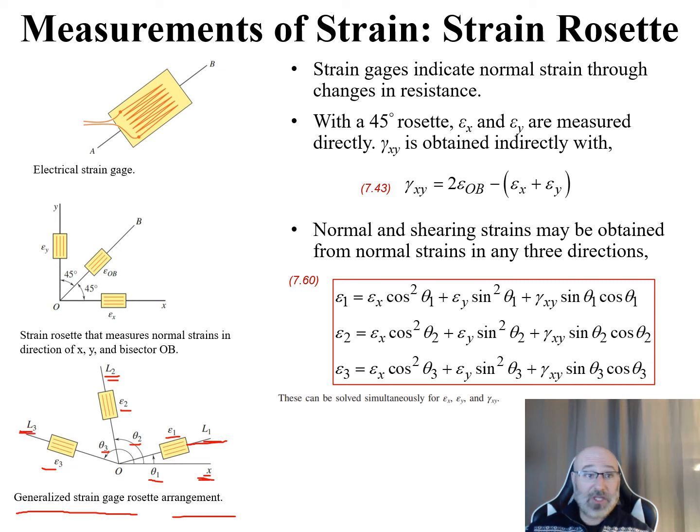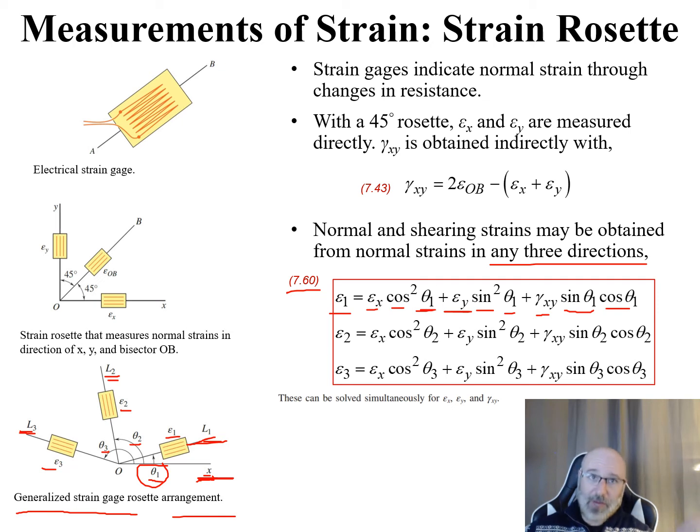With this information from our diagram, we can say that our normal and shearing strains can be obtained from our normal strains in any three directions by the relationships given in equations 7.60 in our textbook. For example, epsilon 1 is equal to epsilon x times the cosine squared of theta 1. We're breaking this down into components from our x-axis, bringing it up to our L1 axis by the angle theta 1. Then from our y component, epsilon y times the sine squared of theta 1, and then for our shearing strain xy, gamma xy times the sine of theta 1 and the cosine of theta 1.